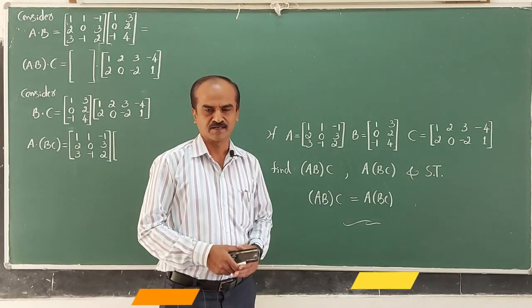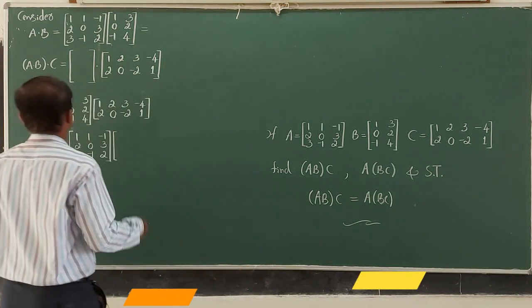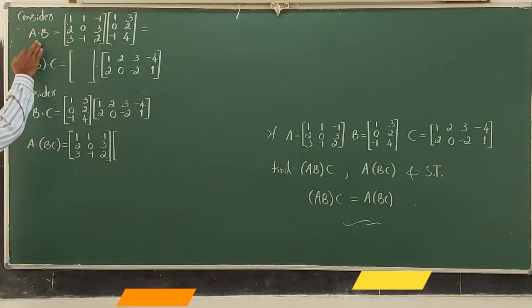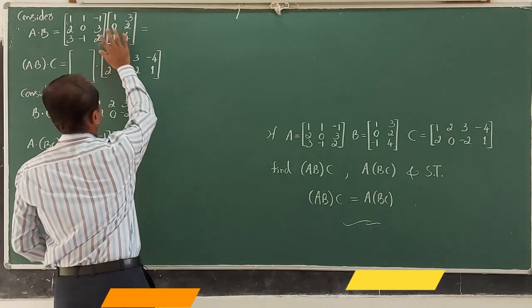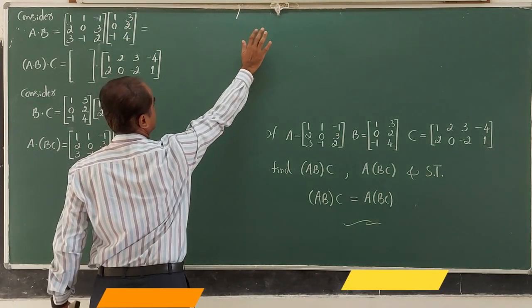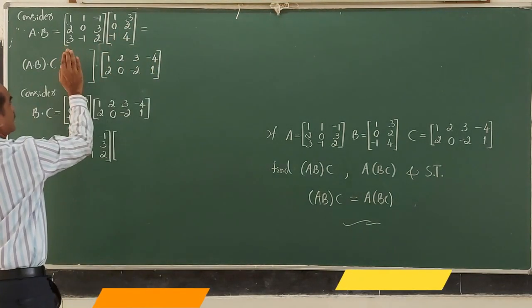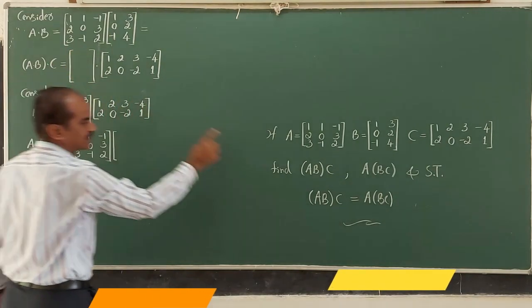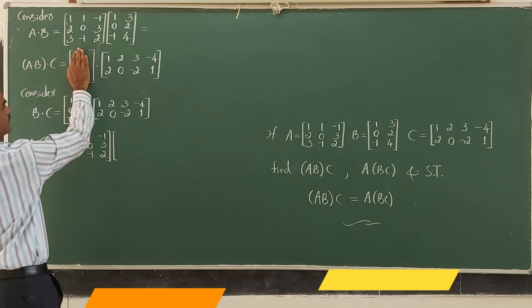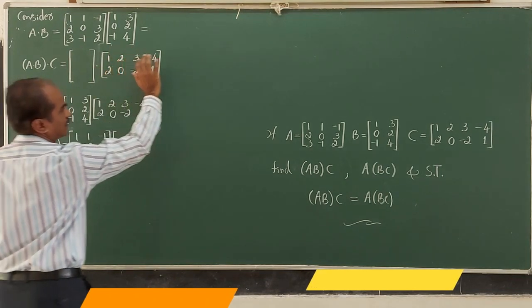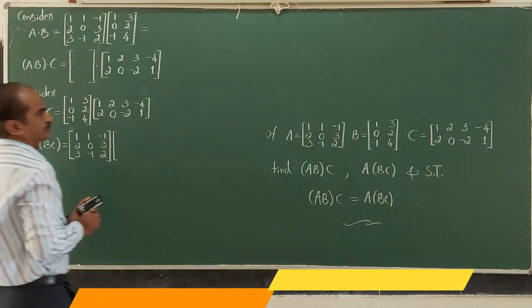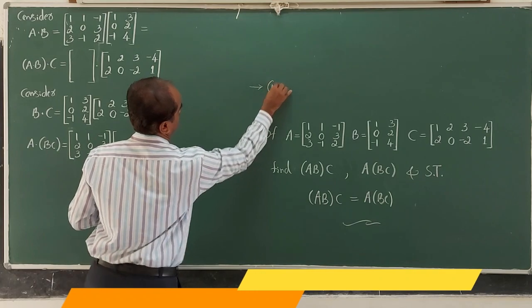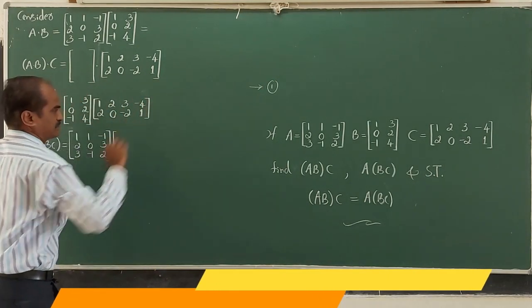Now let us try to answer this. I considered A into B, the LHS part. After multiplying these two, you are going to get some resulting matrix. That I have to consider here, multiplied with C. AB matrix into C matrix. You are going to get another resulting matrix. You write it as equation 1. The resulting matrix of this, I will mark it as 1. That is AB times of C.